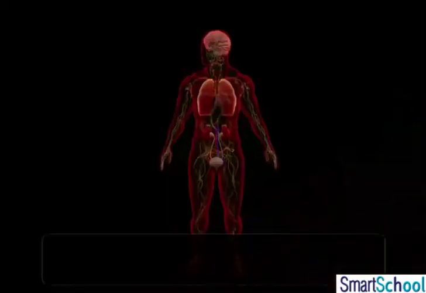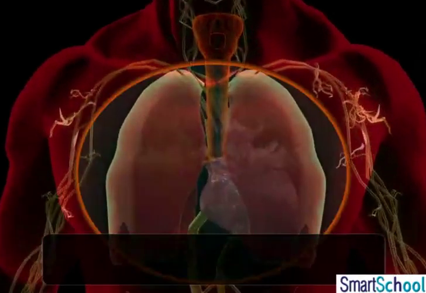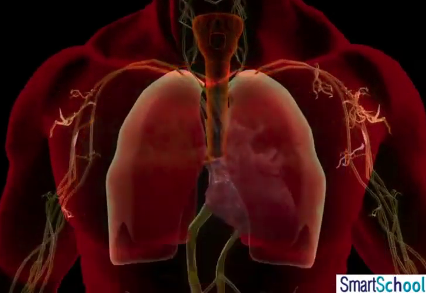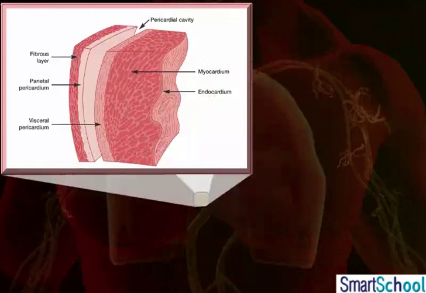The heart is situated between the two lungs in the middle of the thoracic cavity and is surrounded by a protective two-layered sac known as the pericardium. The pericardial fluid secreted in the cavity between the pericardium and the heart reduces friction between the cardiac walls and the surrounding tissues.